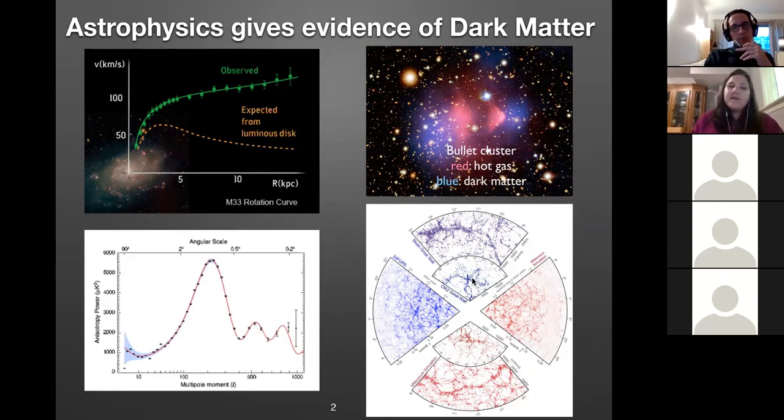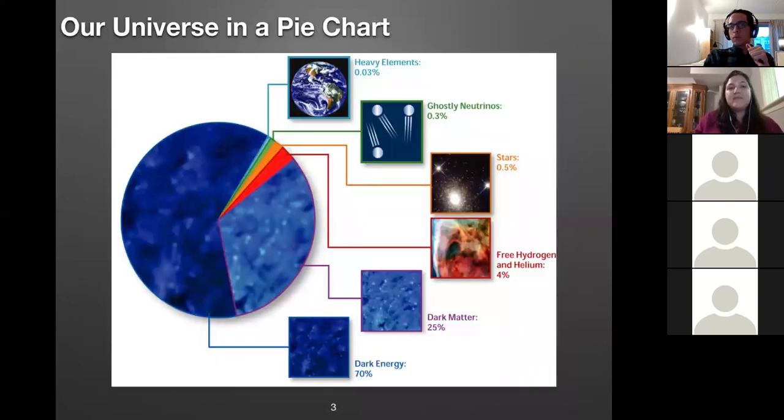So this is what astrophysics tells us, that we are looking for something that dominates gravitationally. It doesn't interact with the electromagnetic force. It's not making any light. And there's a lot of it. But we're not really told much more about what it is.